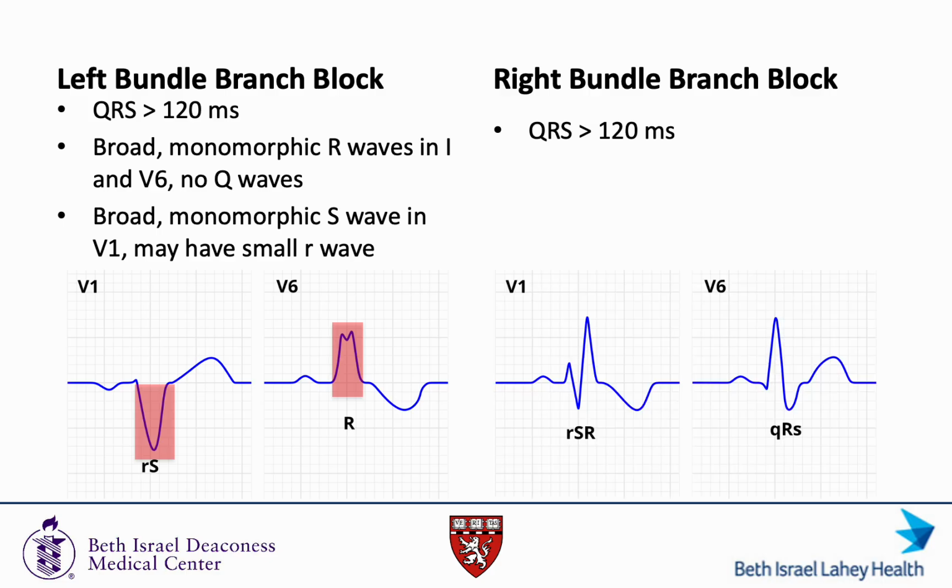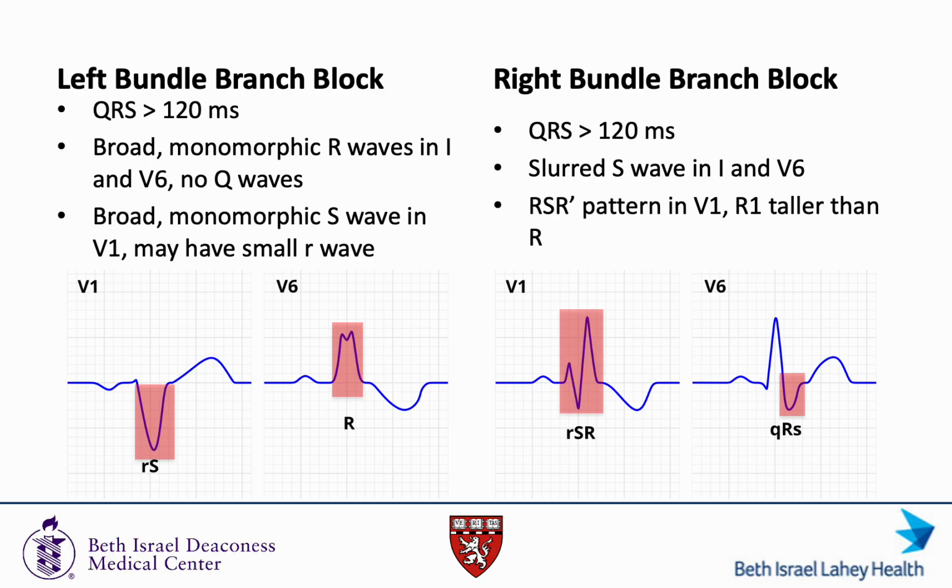For right bundles, the QRS again is greater than 120 milliseconds. You'll see a broad slurred S wave in leads 1 and V6, and an RS-R prime pattern in lead V1, which you may hear described as a bunny ears pattern. You can see that here as well.